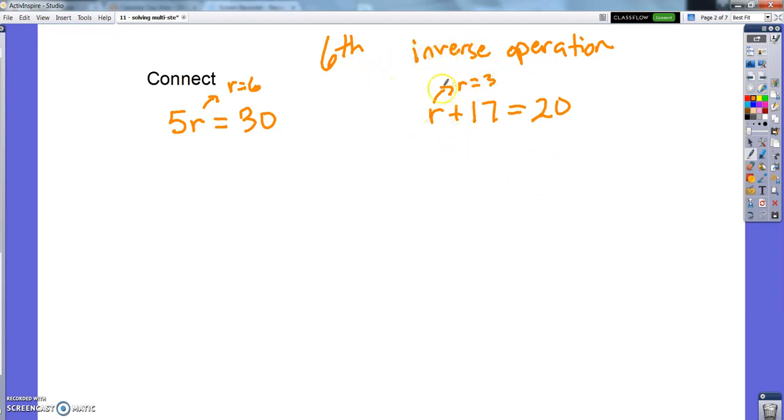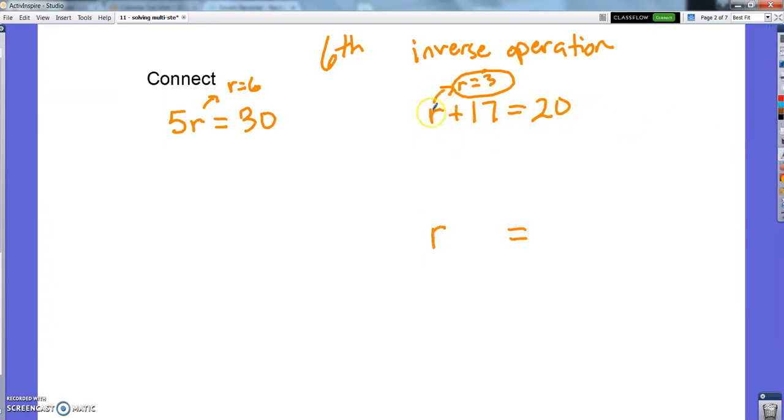What we said to do, we're trying to finish up with an answer that looks like this, with r equals something. So what we wanted to do was have r have its own side of the equal sign to itself. Instead of r plus 17 here, it would be nice if r was all by itself, and on the other side was an answer all by itself, and we knew what r was. So the way we got to that end was we said, all right, well, I'm going to look at what's happening to r in the problem. So in this problem, 17 is being added to r. So I'm going to do the inverse operation of that on both sides of the equation.